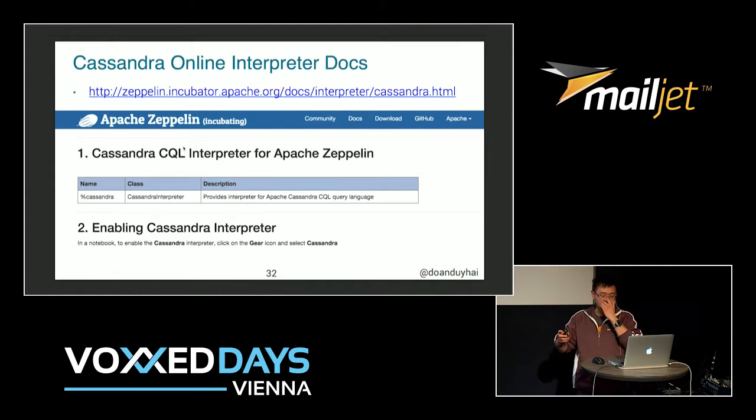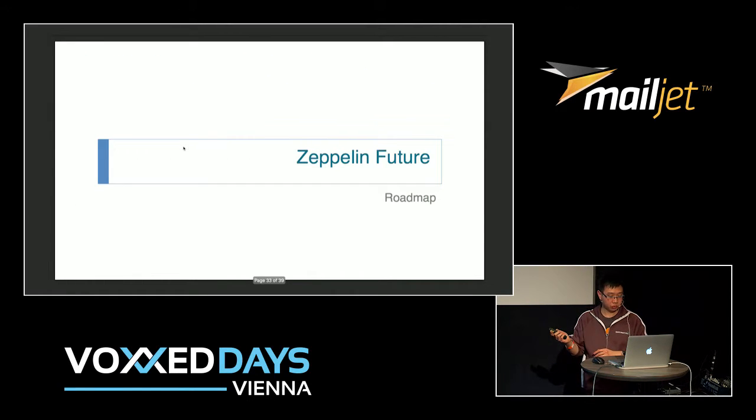For each interpreter, you have their documentation online, so you can go on zeppelin.incubator.apache.org, and there you have their official documentation. The future. So right now, the project is still incubating. It is not an official top-level Apache project.